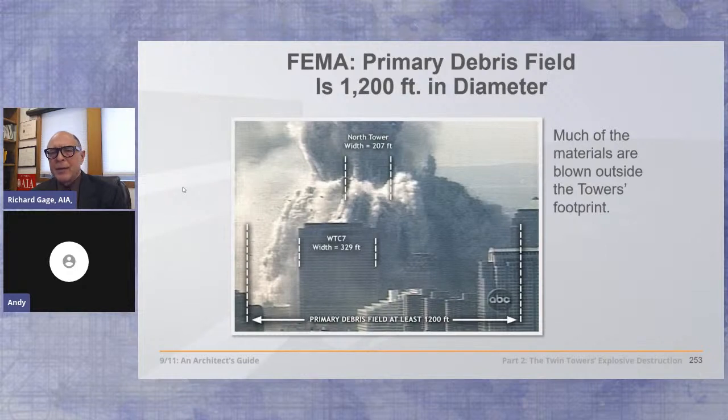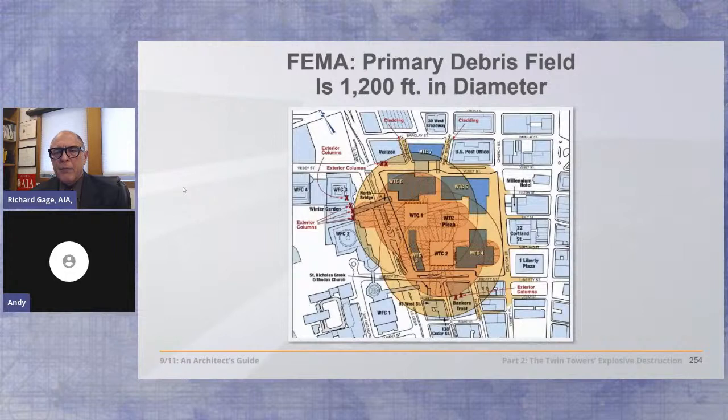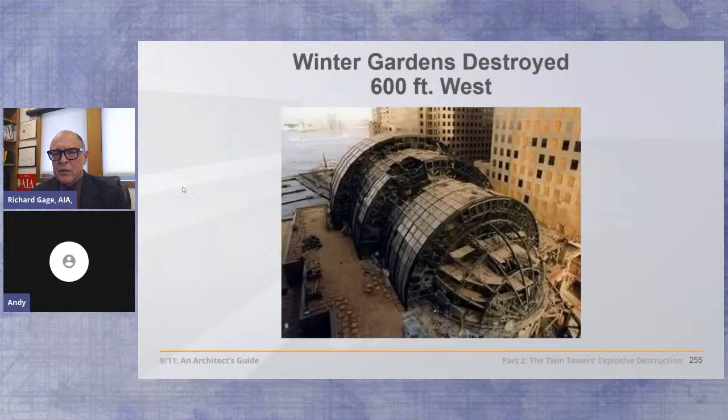There's a 1,200-foot diameter of destruction around each of these buildings. The building's only 200 feet wide, but it's symmetrical about each of the towers. The distribution of these 4-ton and 8-ton structural steel sections, destroying the winter gardens 600 feet away.